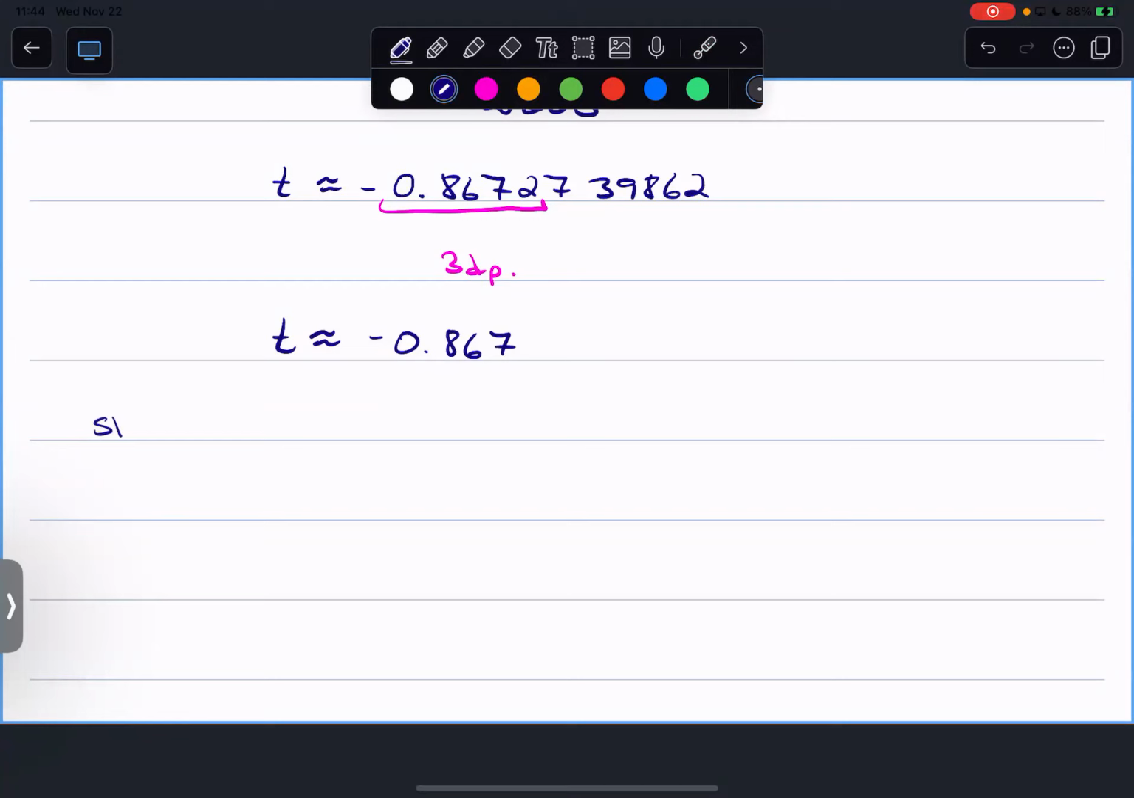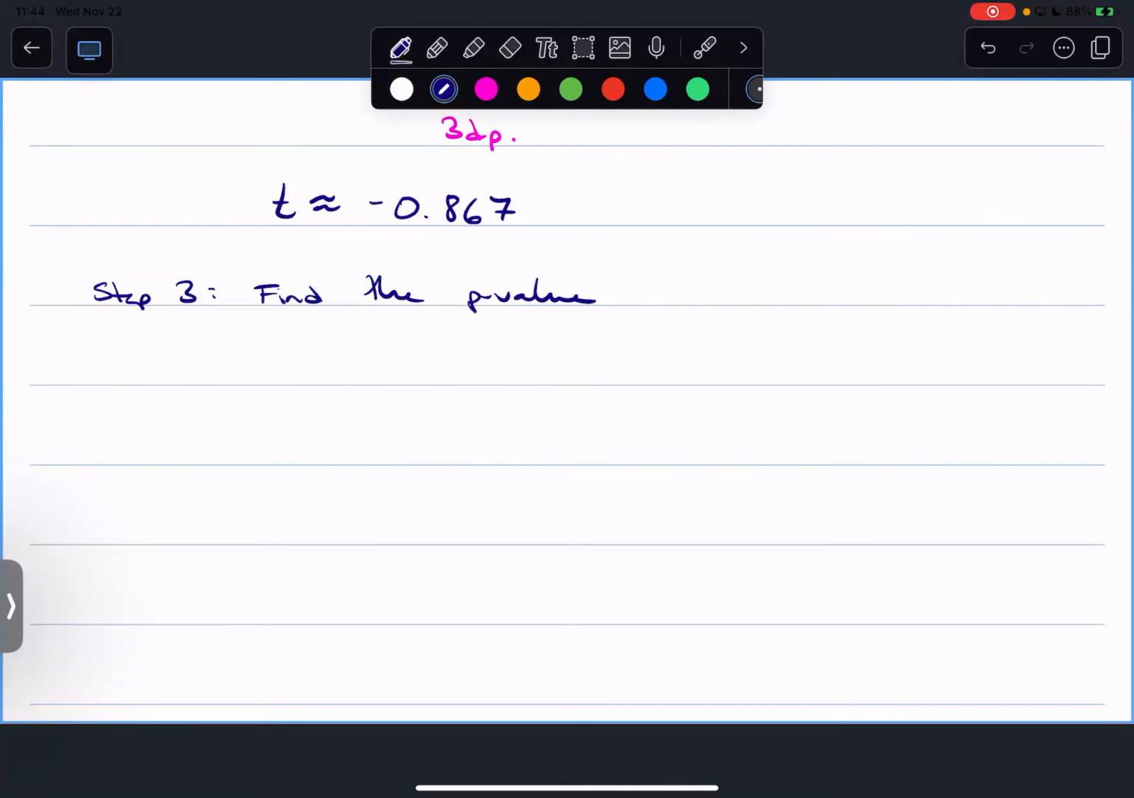Okay, so now step 3, find the p-value. Now that you have this T, everything else is going to look exactly the same as Monday. It's just how you got there was slightly different. What do we need to do? We have to find the p-value. To use the t table, we have to have the degrees of freedom, using degrees of freedom equal to n diff minus 1.